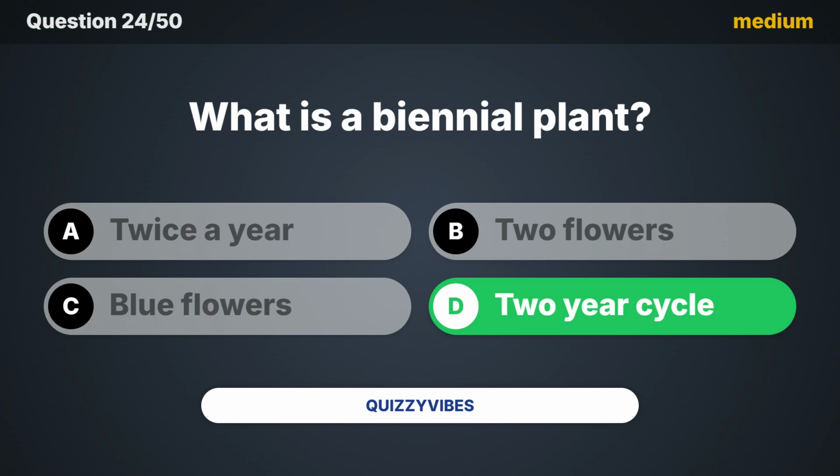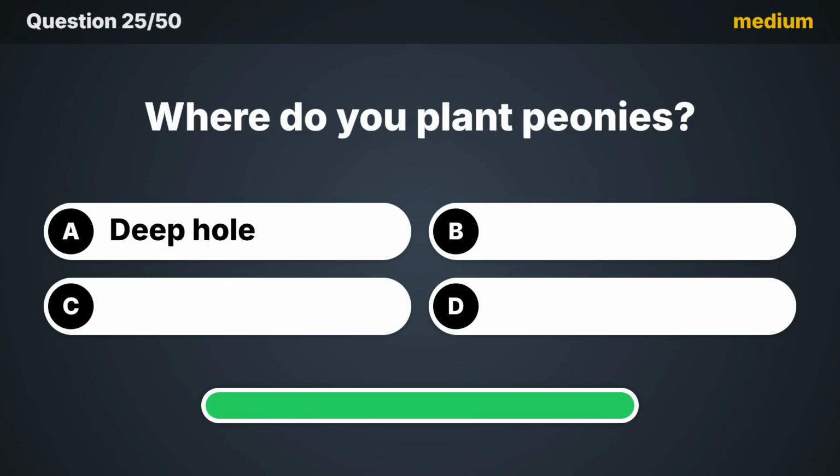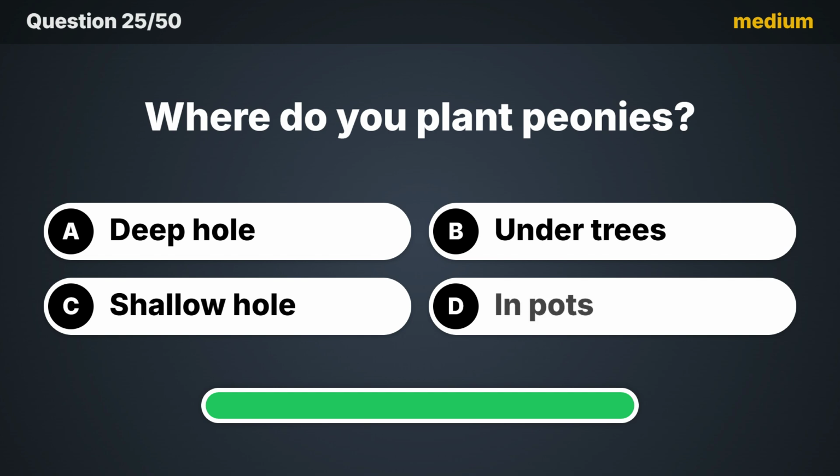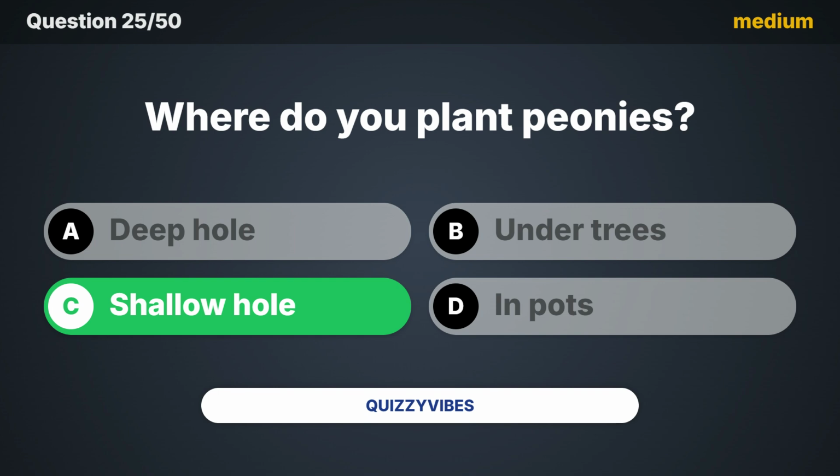What is a biennial plant? Here is the answer. 2-year cycle. Where do you plant peonies? The answer is shallow hole.